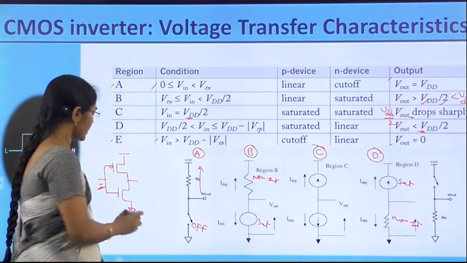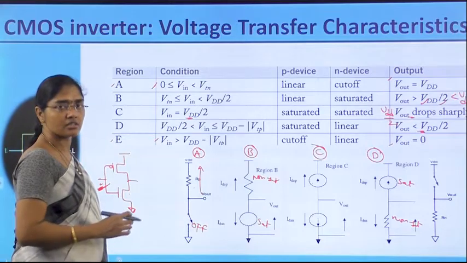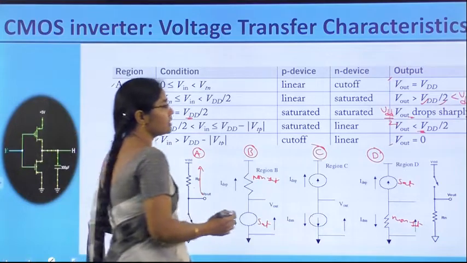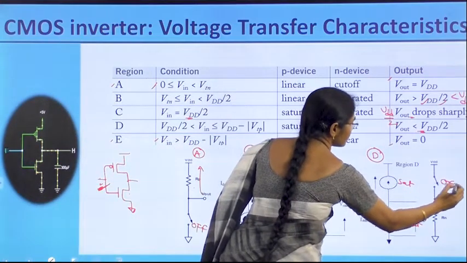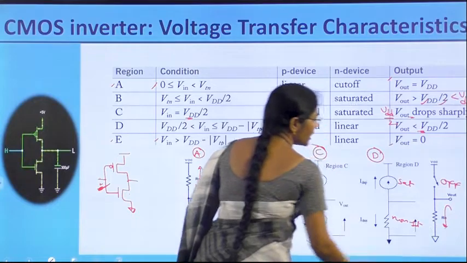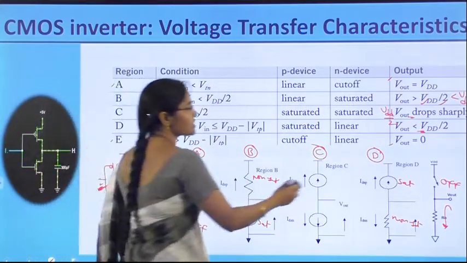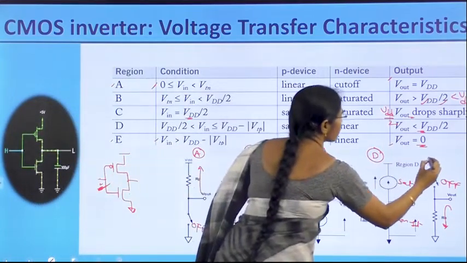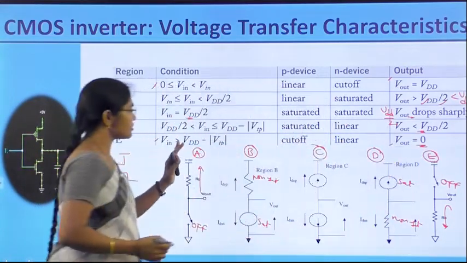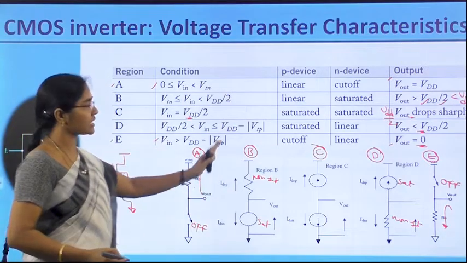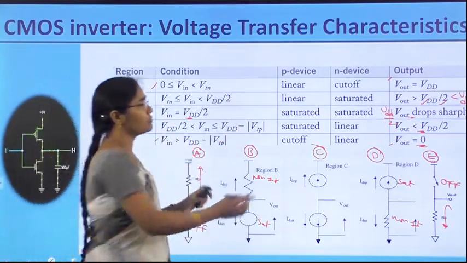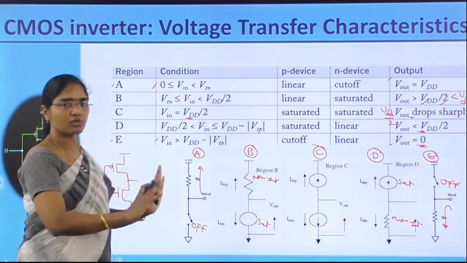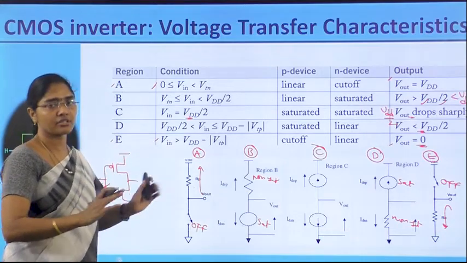And in the fifth region, Vin is taken from VDD minus mod VTP to VDD, then the PMOS transistor is off. Therefore, NMOS is on and it has the discharge path. So the output is equal to logic 0. That is the region E. So these are the 5 regions of operation, with the equivalent circuit, transistor behavior and output value for the inverter circuit. This is the operation of the CMOS inverter in 5 regions.